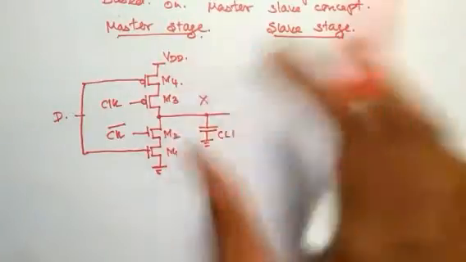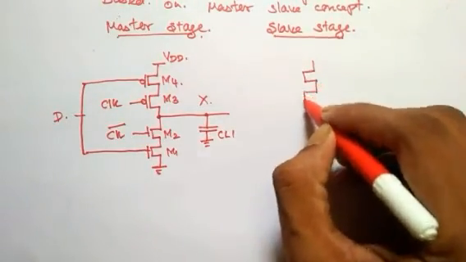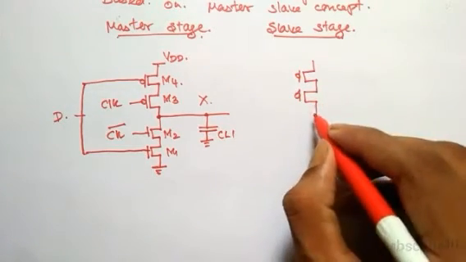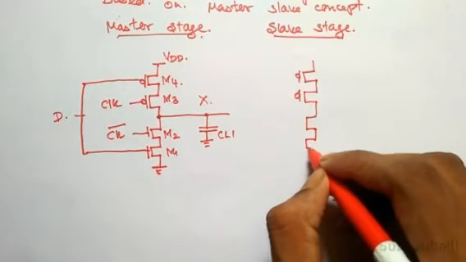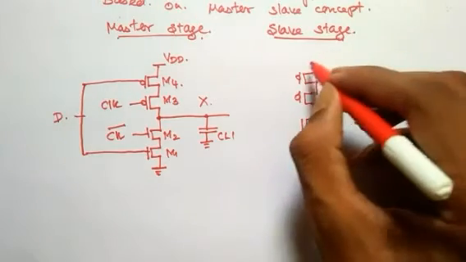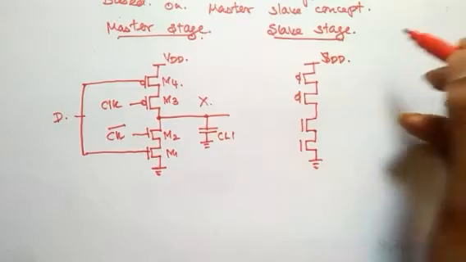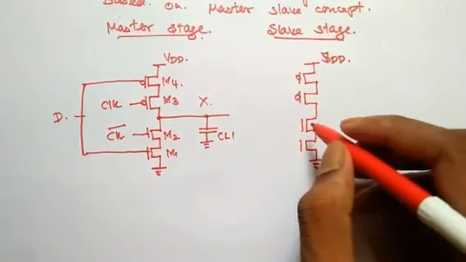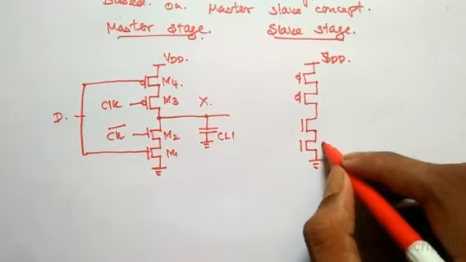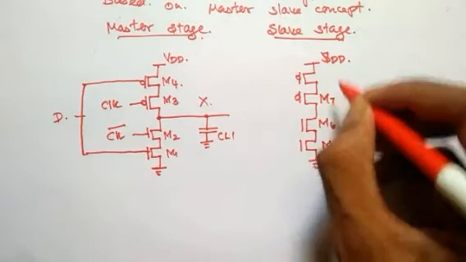Let us construct the slave stage. It is similar to the master stage. It has two PMOS and two NMOS in series, where the source of the NMOS is connected to the ground and source of the PMOS is connected to the VDD. Let us name these transistors as M5, M6, M7 and M8.